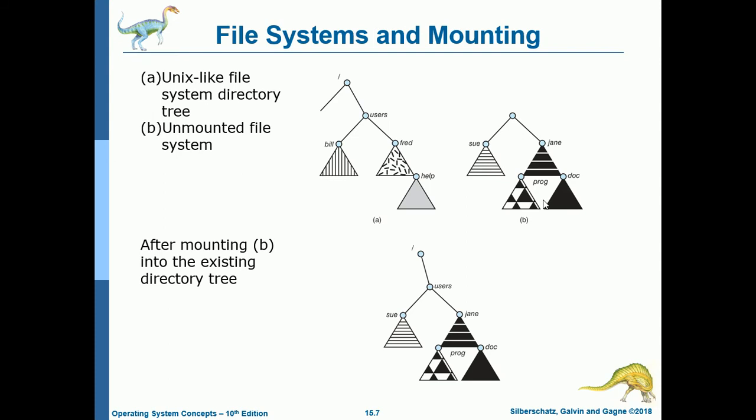We've already seen this example in the previous chapter on file systems and mounting. For letter A, a Unix-like file system directory tree is mounted, so there is the root directory or root partition. Letter B is an unmounted file system because there is no root here. After mounting B into the existing directory tree, it's already mounted for this example, which is what we have here in letter B.